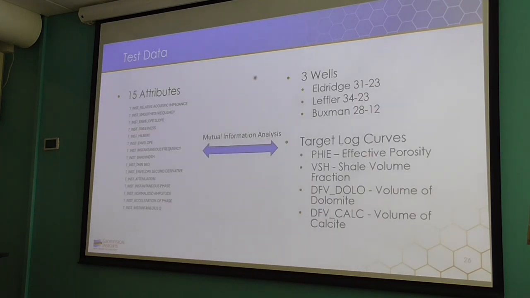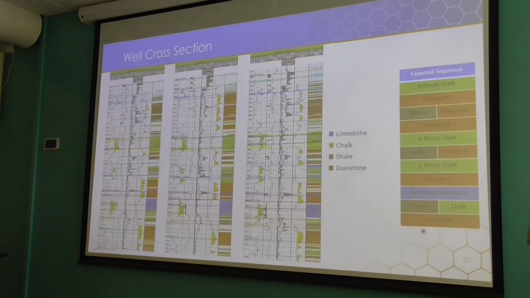So here's my test data. You guys have all seen this before, right? I have my 15 attributes from my Niobrara formation, my 3 wells that I showed you in my demo, my 4 target log curves: effective porosity, V shale, volume of dolomite, volume of calcite. I'm glad I started this with the demo so you guys can see this. Same deal. I have my A bench, my B bench, my C bench, my shale and dolostone, my Fort Hays limestone. You've seen this example a few times today.